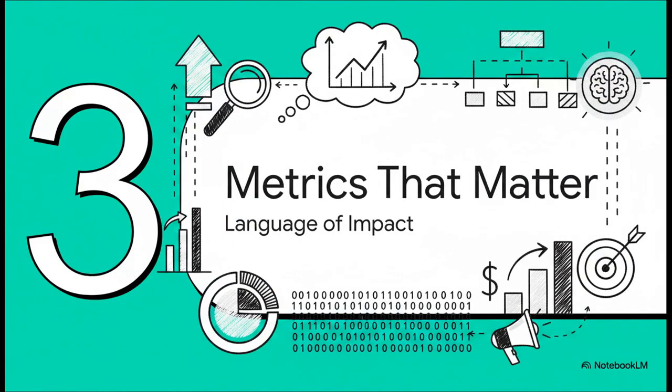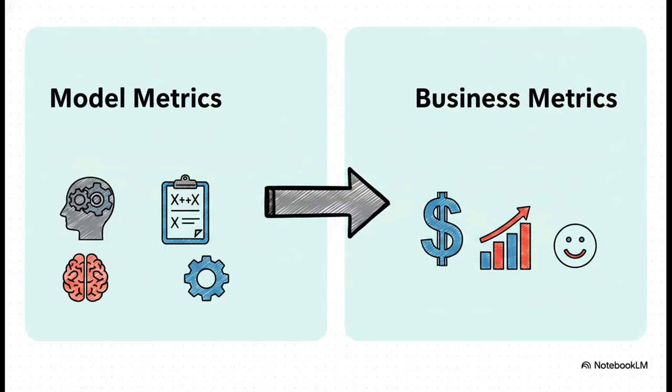All right, so we've defined our problem, we have a process to build a model. But how do we actually know if it's any good? This is where things get really interesting, because as a PM, you have to be bilingual. You have to speak the language of the model, and you have to speak the language of the business. See, your data science team is going to be obsessed with model metrics. They'll be talking about things like accuracy, precision, and recall.